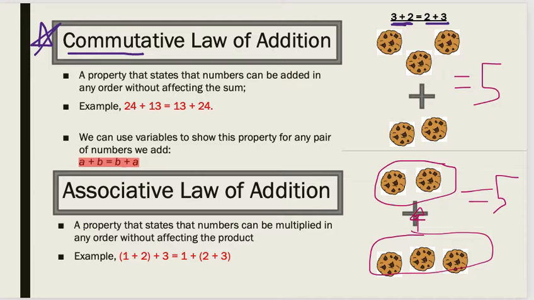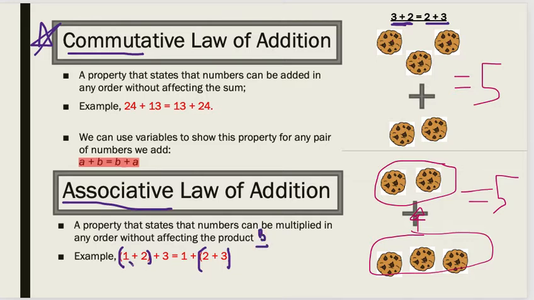Another example is the associative law. That's when we start having these brackets here. I'm just going to redraw them. If we have in brackets 1 plus 2, plus 3, we're saying that will also equal 1 plus, in brackets, 2 plus 3. Remember, according to BEDMAS, we have to do our brackets first.